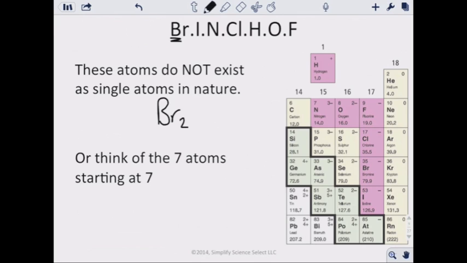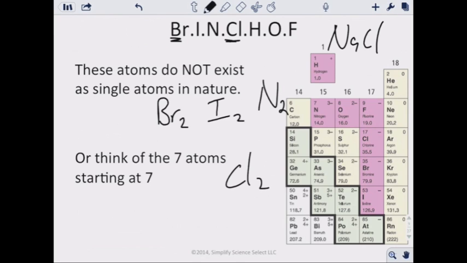When iodine is by itself, I2. When nitrogen is by itself, so nitrogen gas, N2. Now, the key thing here is when they are by themselves, when they're not in a chemical compound. So if I'm looking at a chemical equation, say I have sodium bonded to chlorine, that's just NaCl. But if chlorine is by itself, it's Cl2. And the key thing is by itself.